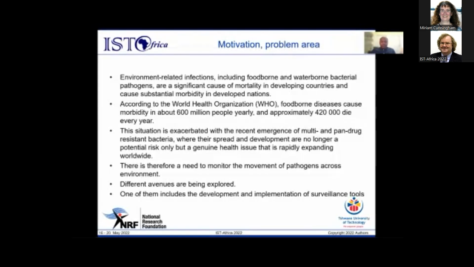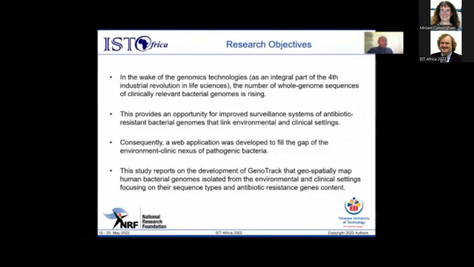a surveillance system, right? So in the wake of the genomic technology as an integral part of the fourth industrial revolution in life science, the number of whole genome sequencing of clinically relevant bacterial genomes is on the rise. This provided for us an opportunity for improved surveillance on antibiotic-resistant bacterial genomes that links environmental and clinical settings.